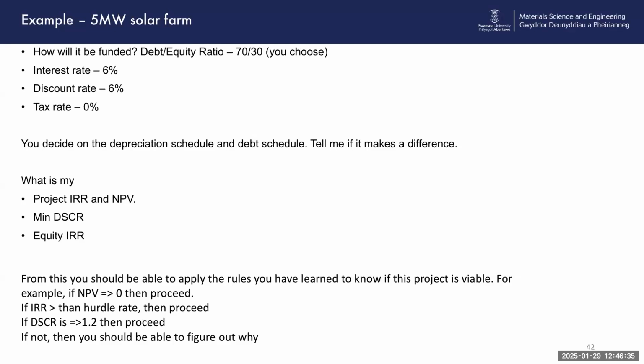After that, a part of the examination actually is for you to tell me, does it make a difference what schedule you use? And the answer is going to be yes. I then want you to tell me what the project IRR is and the net present value. I want you to tell me what my minimum debt service cover ratio is and maybe the average, and what my equity IRR is. Okay. From this, you're going to be able to apply certain rules, which you will learn during the course of the project. You'll be able to tell me that if my internal rate of return is more than my hurdle rate, then we can proceed. If my debt service cover ratio is beyond 1.2, then we can proceed. And if not, then we can't, and we need to figure out why.